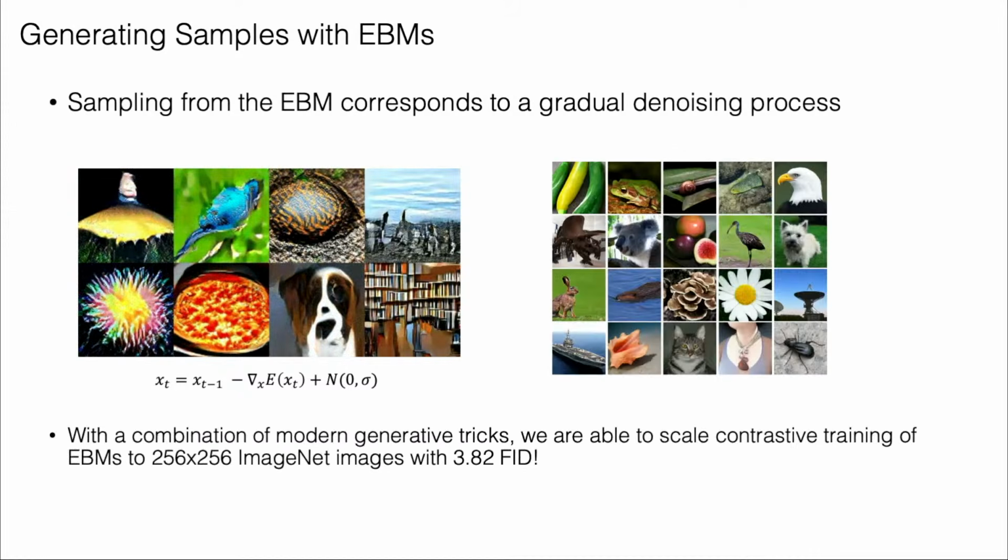Recently, we've been scaling the same algorithm. We take the same contrastive training algorithm, apply it to a transformer, and train it for around a month. We added some new generative modeling tricks, and we find that you can get this contrastive algorithm to work pretty well on 256 by 256 ImageNet. We get an FID of 3.82, and here are some of our images. So we're pretty confident that this training procedure can also work in more modern generative settings.